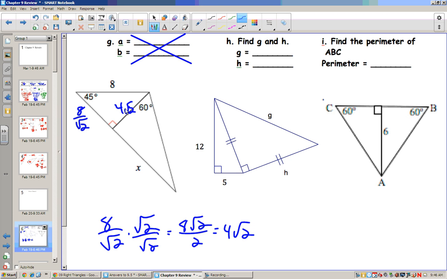And in a 30, 60, 90, I multiply this side times the square root of 3 to get x. So root 2 times root 3 is going to be root 6. So this says a and b, but really we should just write x.